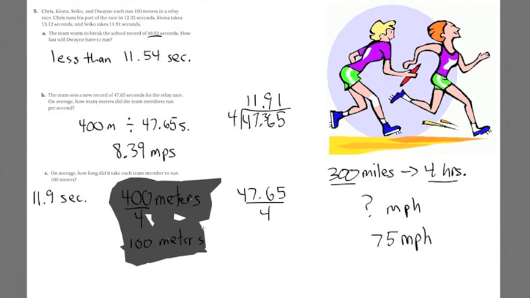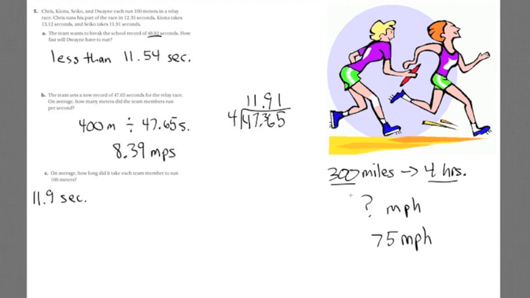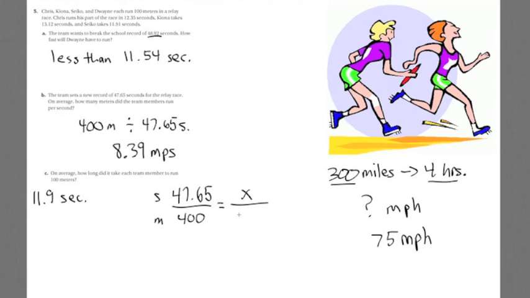And the question is this: could I have set up a proportion to solve this question? And your answer should be yes. So, if we know that all of the students together ran 400 meters in 47.65 seconds, this number up here represents the seconds, and this down here represents the meters. So the question is, how many seconds on average did they run 100 meters?